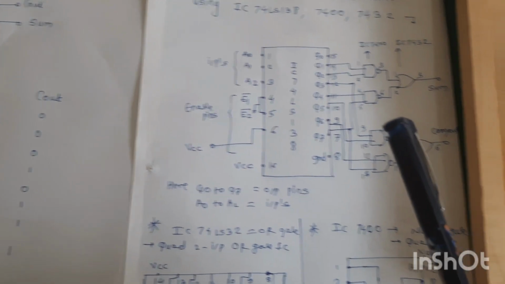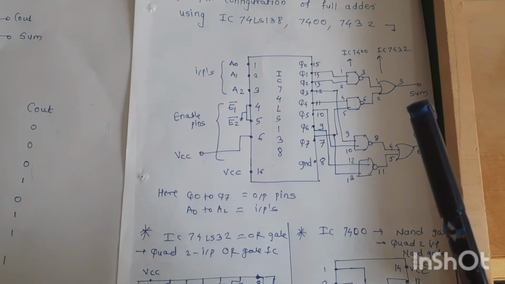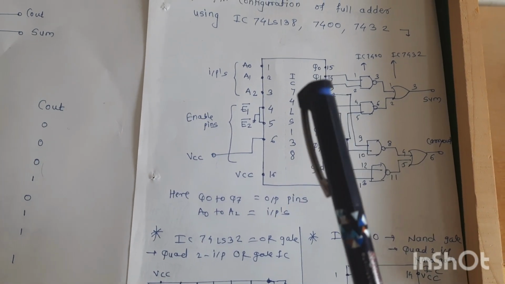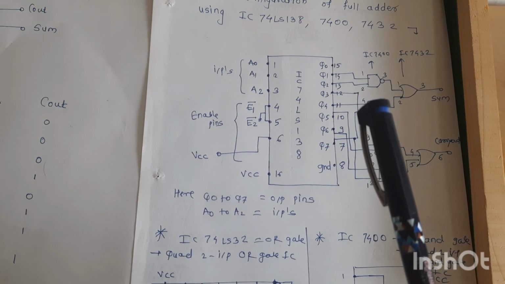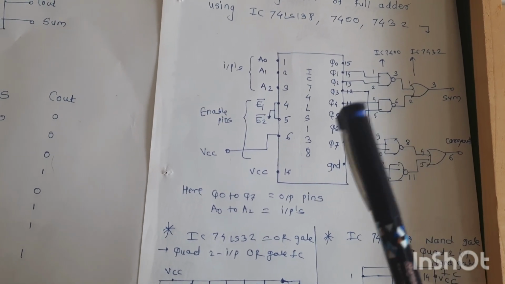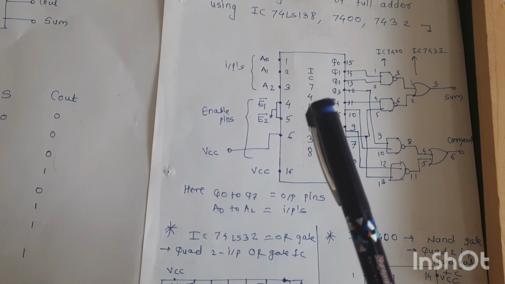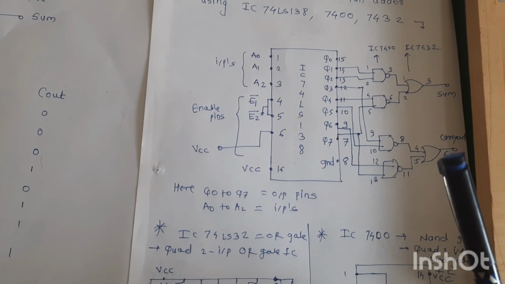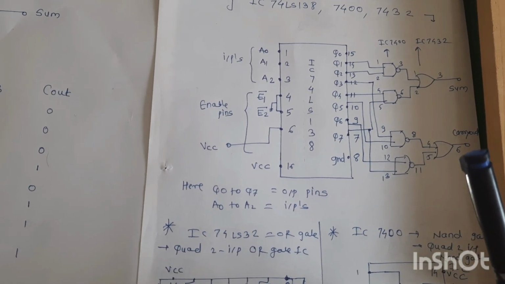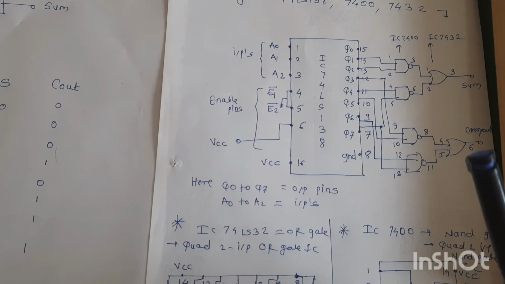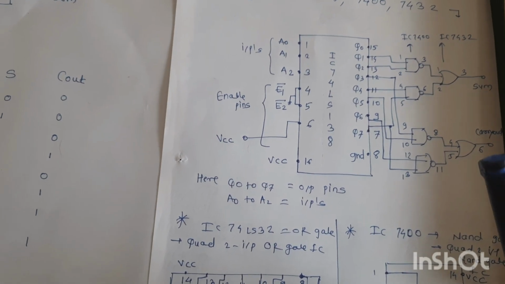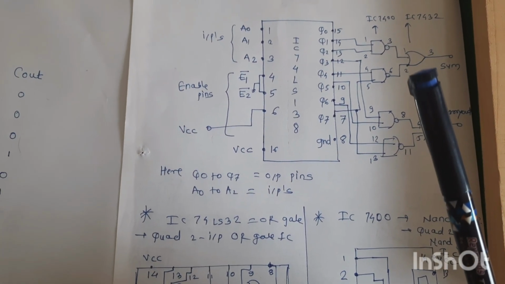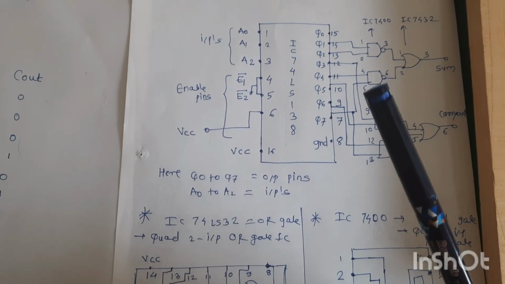As we know, for the output sum we have the min terms 1, 2, 4 and 7. So you can see outputs 1 and 2 are the input to the first NAND gate, and the second NAND gate takes 4 and 7. That's why for the two NAND gates we have connected Q1, Q2, Q4 and Q7. And for the OR gate IC7432, 1 and 2 are the inputs for the first OR gate and 3 is the output. So this is the sum.